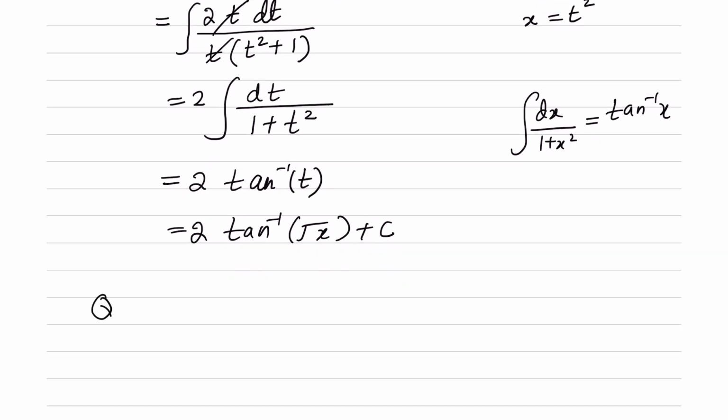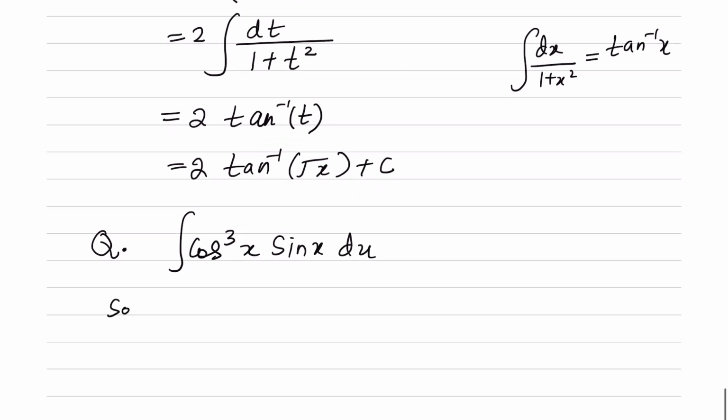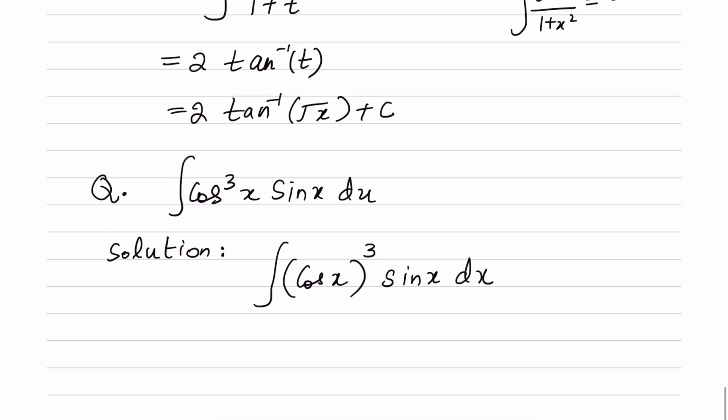Let's solve one more question. We have to find the integral of cos cube x sin x dx. We can see that this question has 2 parts inside the integral. One is cos x, which we can put here as the whole power, and another is sin x. So here we have 2 parts, cos x to power 3 and the second part sin x, and the complex part is definitely cos x to the whole power 3.